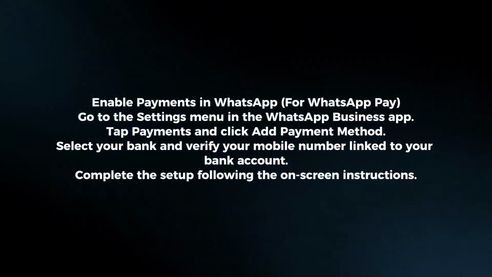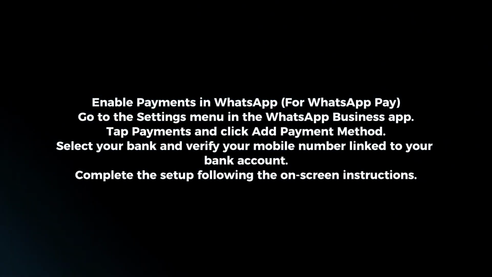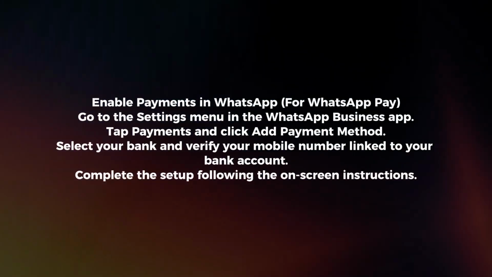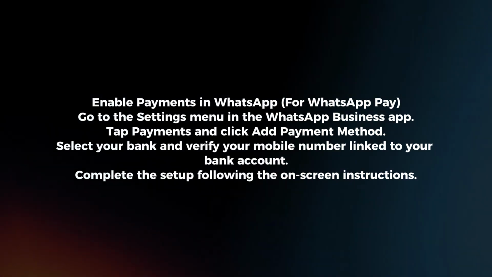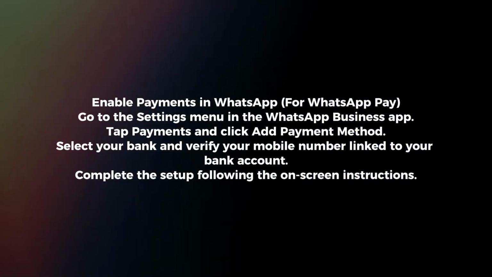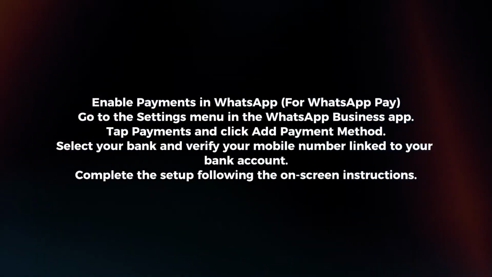Enable payments in WhatsApp. Go to the settings menu in the WhatsApp Business app. Tap Payments and click Add Payment Method. Select your bank and verify your mobile number linked to your bank account. Complete the setup following the on-screen instructions.